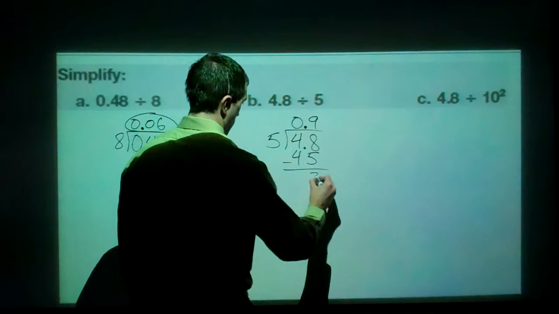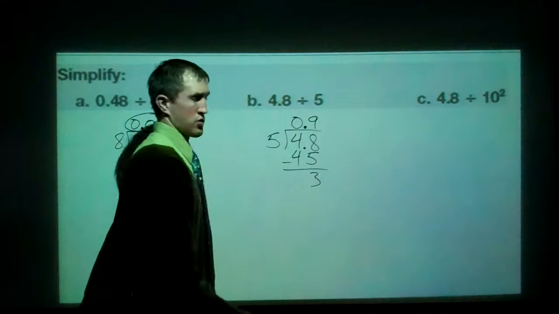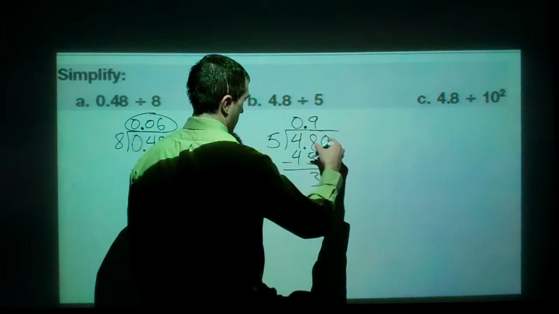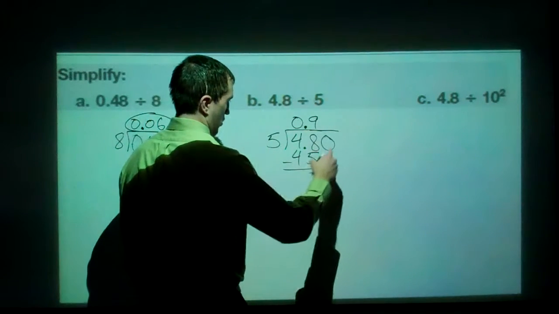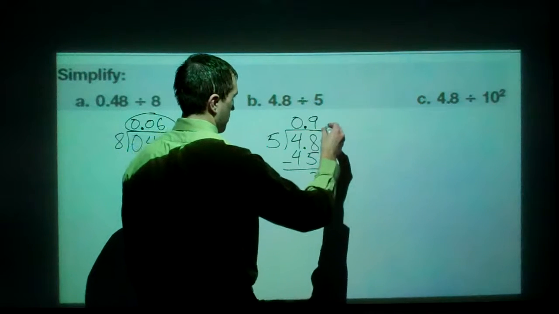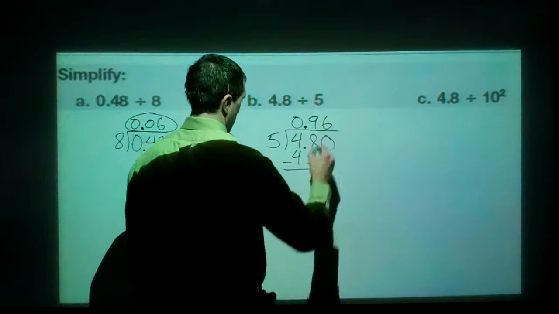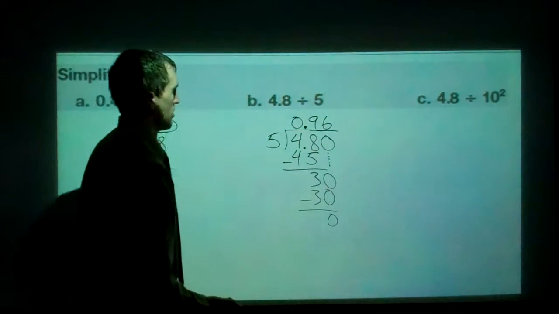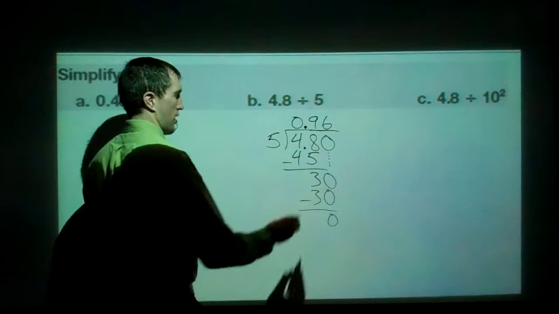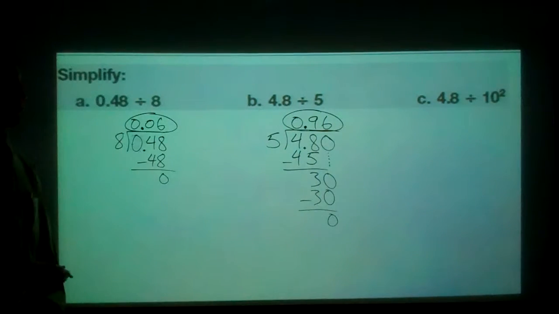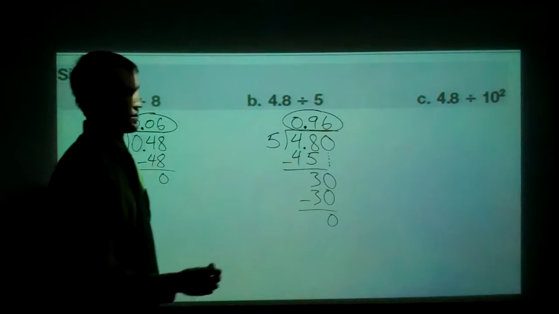Subtract, you get 3. And then what we're going to do now is we're going to add a 0. Add a 0 there. Now, we drop this down. And 5 goes into 30 6 times. And we get 30, we'll subtract, and we get 0. So the answer to this one, 0.96. Or 96/100.